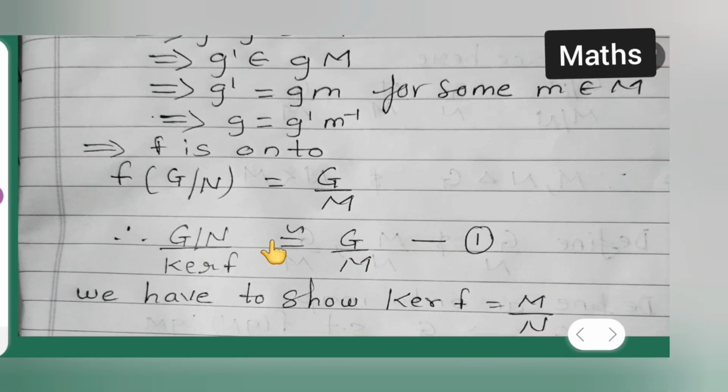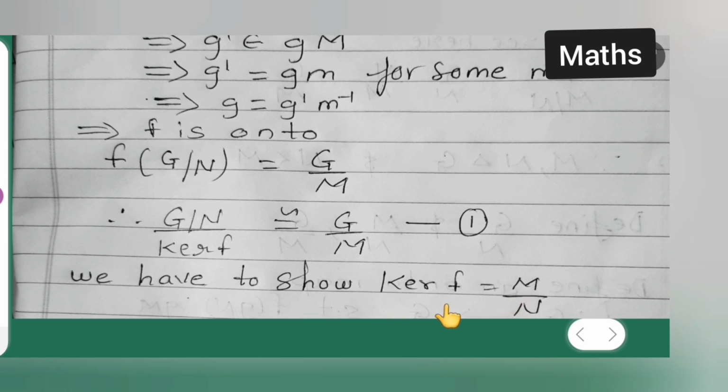So (G/N)/kernel of f is isomorphic to G/M, and take this as equation 1. So we have to show that kernel of f is equal to M/N. In place of kernel of f, what we need is M/N. Now we have to show that.